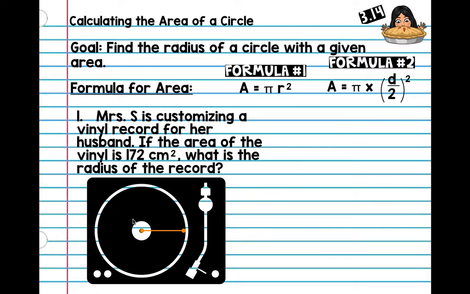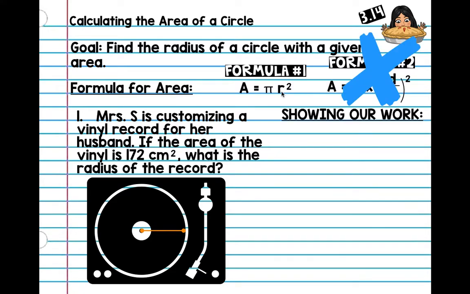All you have to do for this part of the lesson is remember the formula using radius. So we're not using this one, we're focusing on this one. A equals pi r squared. And all we have to do is plug in what we know. We know the area, so let's put that in, 172. And then we know what pi is, which is 3.14. And then we don't know what radius is, so let's put that there.